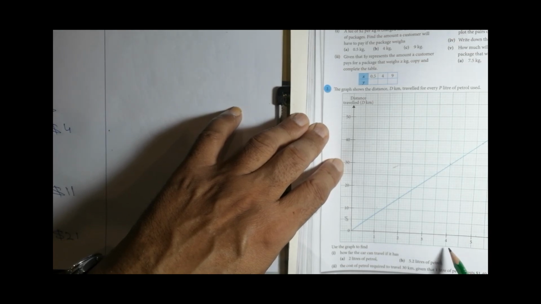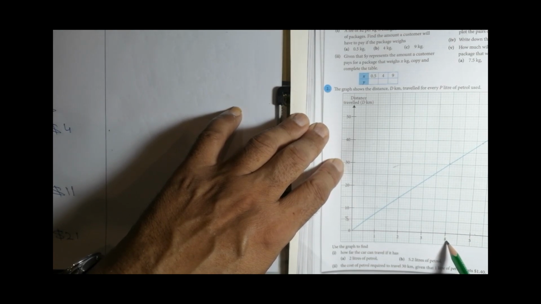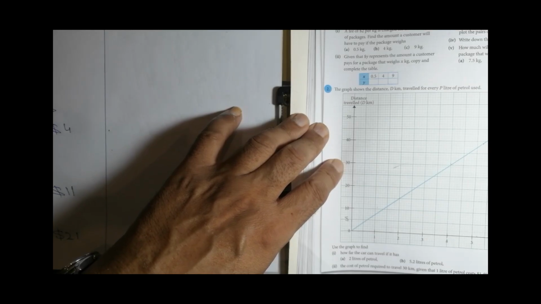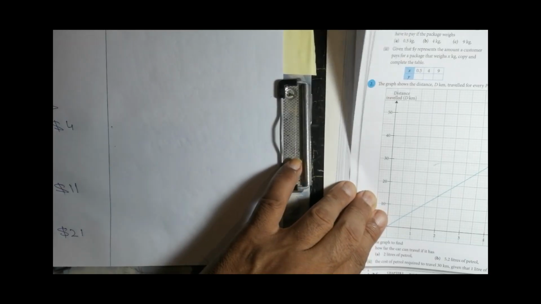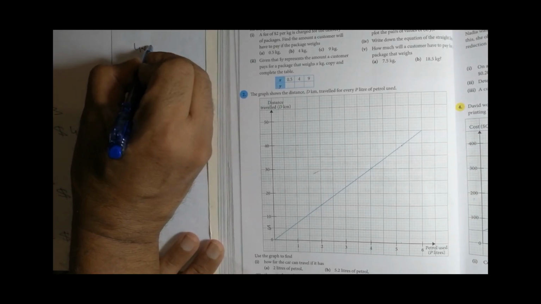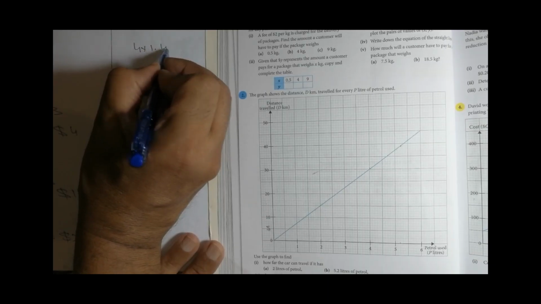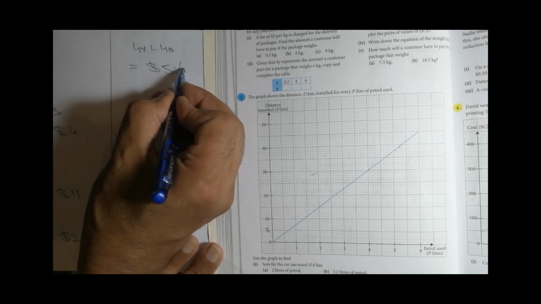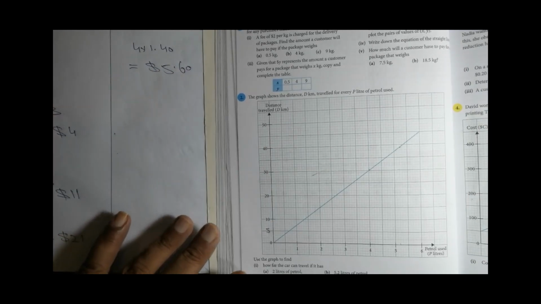So it means petrol use is 4 liters to travel the distance of 30 kilometers. So we have the number of liters of petrol, and its cost is given per liter, 1.40. So we multiply 4 into 1.40, that is equal to $5.6. So this is the cost of the petrol. This is the answer.